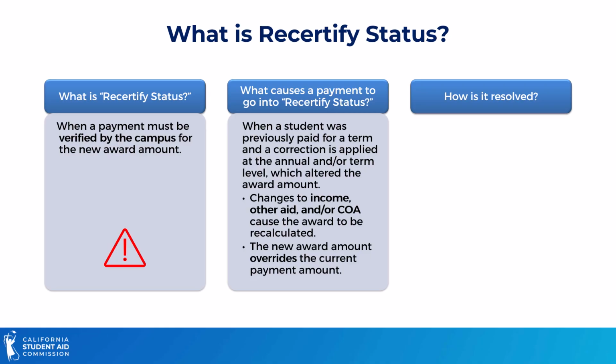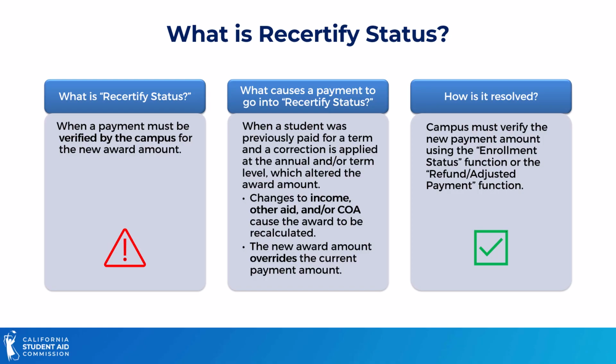How is the status resolved? The school must verify the new payment amount using either the enrollment status payment function or the refund adjusted payment option within Web Grants on the MCS display roster page.